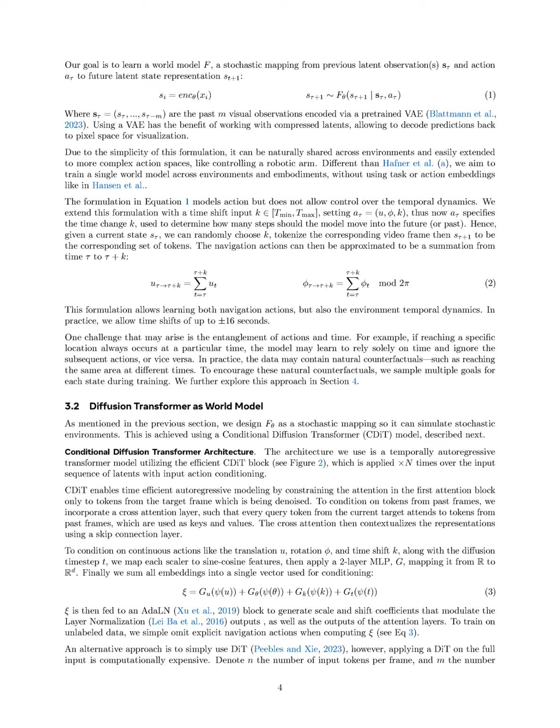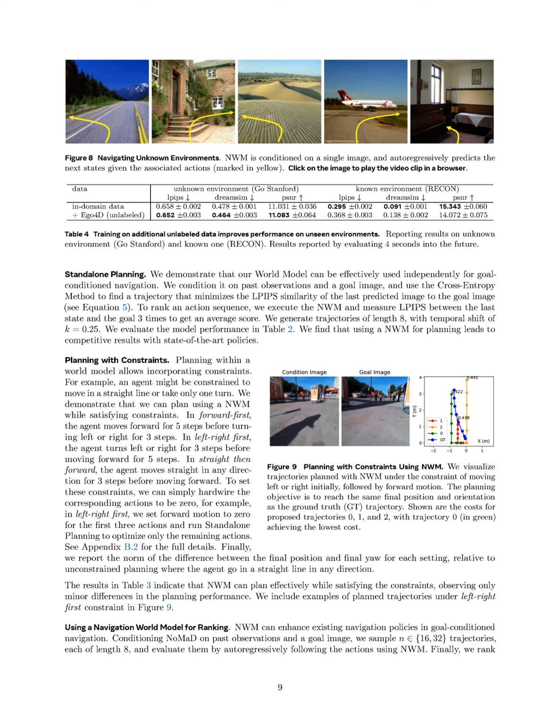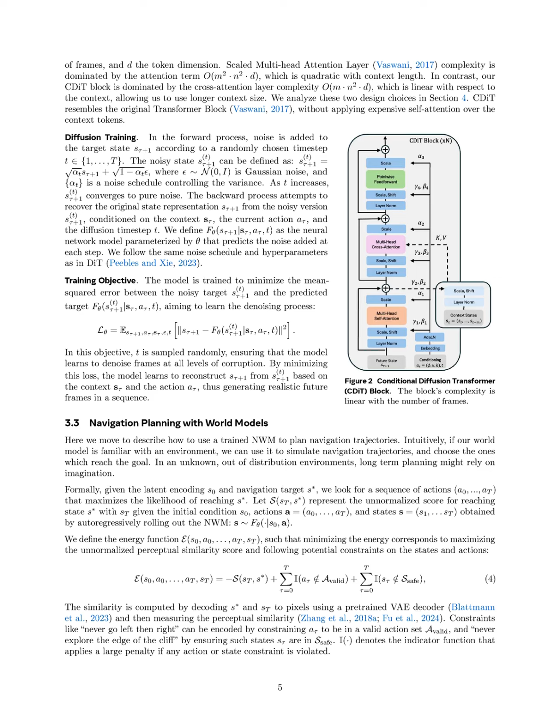The Navigation World Model, NWM, operates by receiving the current state of the environment, represented as an image, along with a navigation action that specifies movement direction and rotation. For instance, in the forward-first trajectory planning example, the agent is constrained to move forward for 5 steps before making any turns. During this process, NWM simulates the trajectory by predicting the next state based on the current state and the specified actions, effectively rolling out the navigation plan.